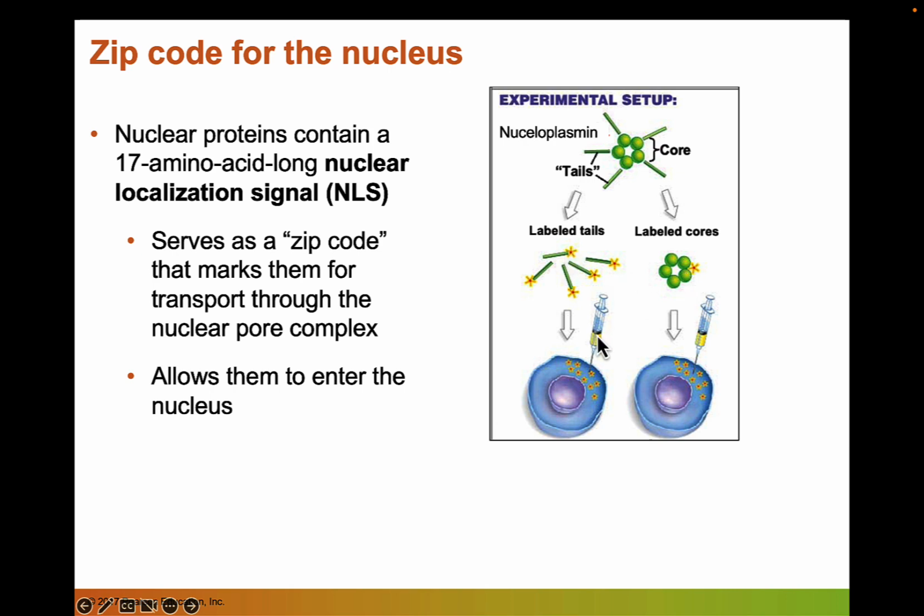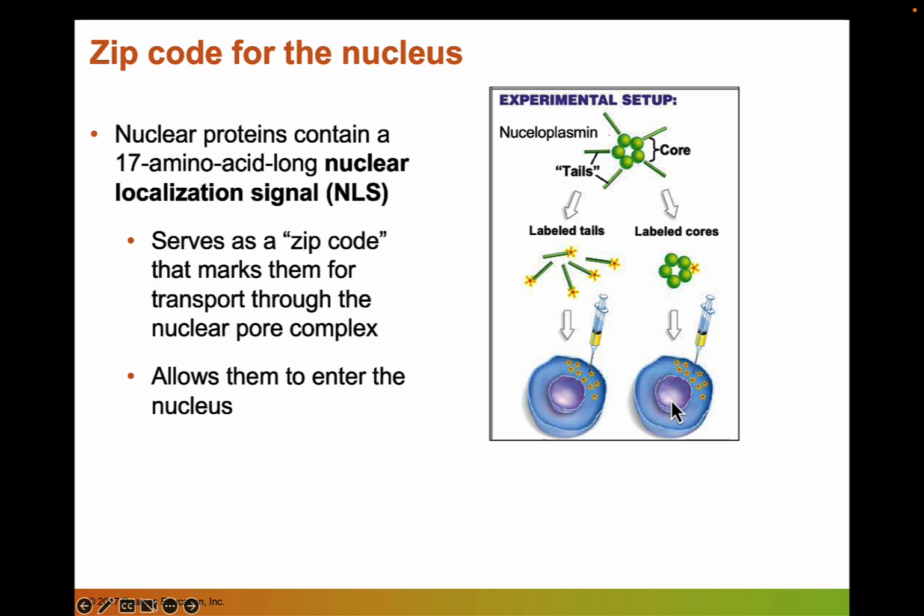They labeled them, and then they injected those proteins into the cytosol of different cells, okay? And what they were looking at is what part of this protein contains the zip code? What part of this nucleoplasmin has the nuclear localization signal? Is it an amino acid sequence within the tails, or is it an amino acid sequence in the heads? If they predicted that it was in the tails, then we would expect only the tails to appear in the nucleus rather than the whole protein. But if the nuclear localization signal was in the head, then we would expect these labeled proteins to end up in the nucleus.